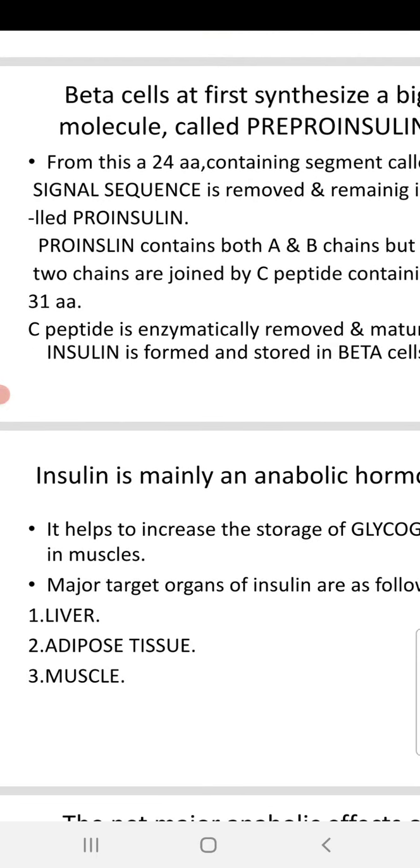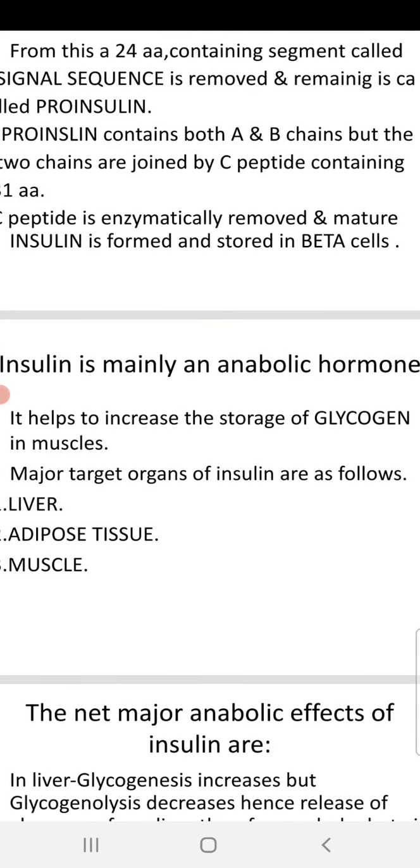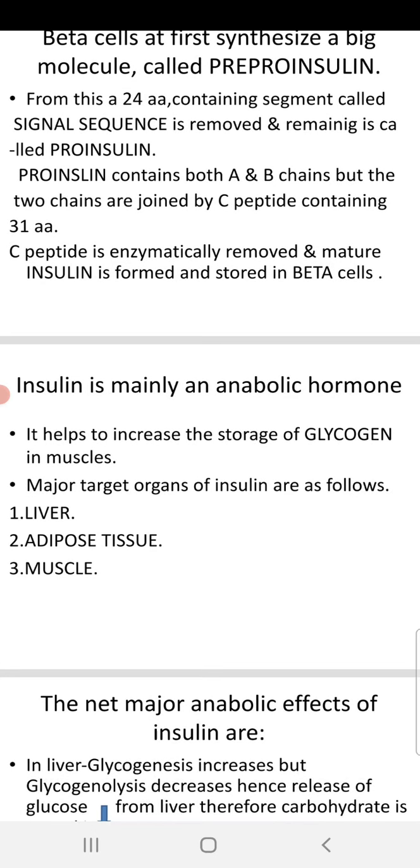So insulin is mainly an anabolic hormone because it synthesizes glycogen. It helps in increasing the storage of glycogen in the muscle, and the major target organs of insulin are as follows: liver, adipose tissue and muscle.